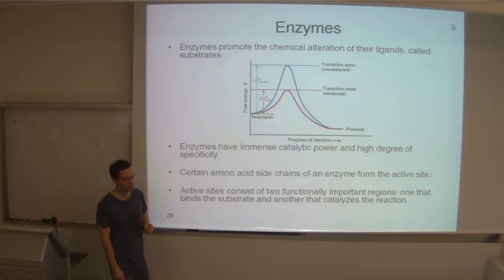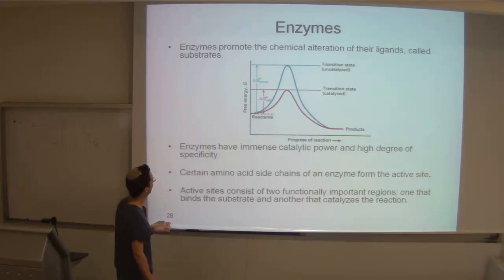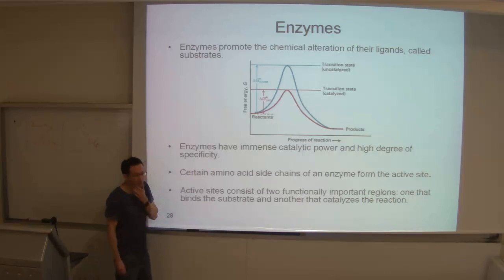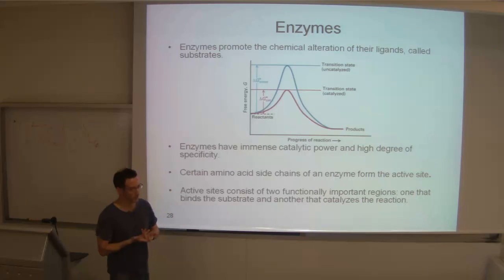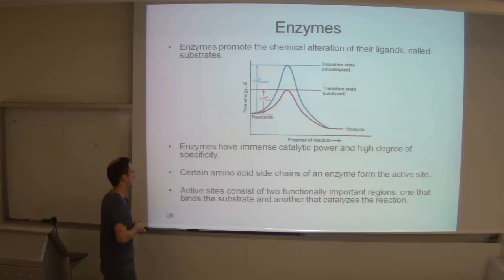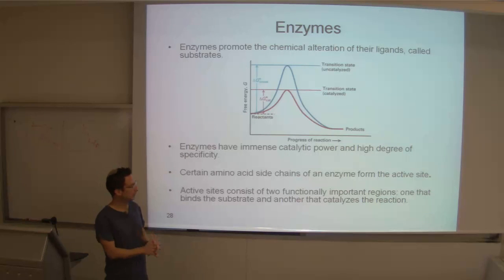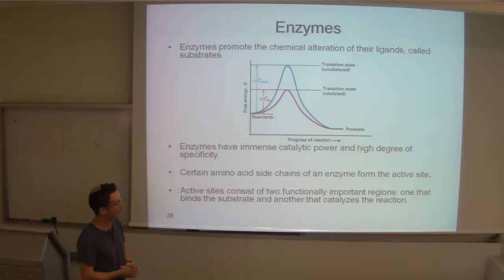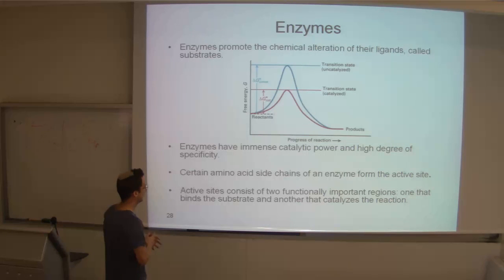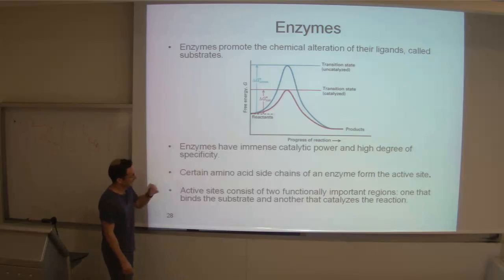Okay, several features of enzymes. They have immense catalytic power. They can increase the rate of a chemical reaction thousands of fold. And they have a high degree of specificity. So it's enough for you to change some 2 or 3 atoms in the substrate, and it will no longer be recognized as a substrate for the enzyme. So they are specific to a certain substrate.